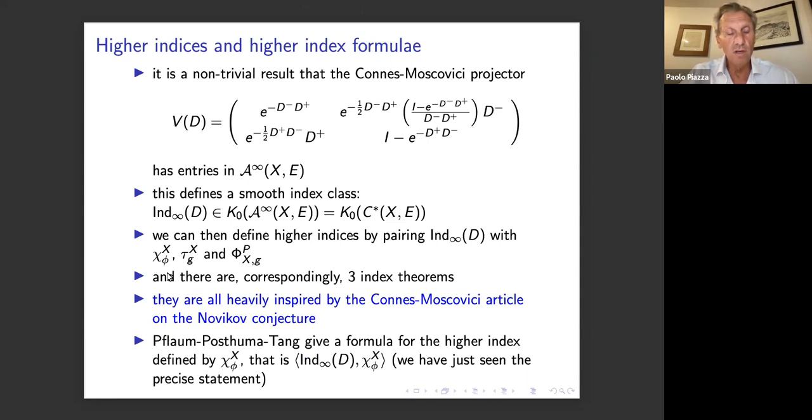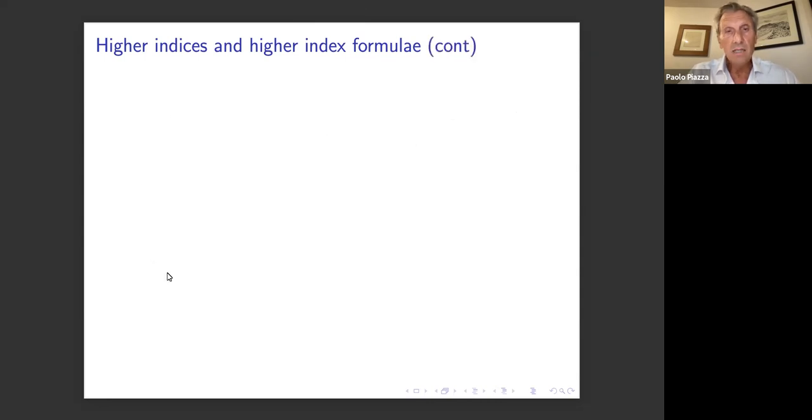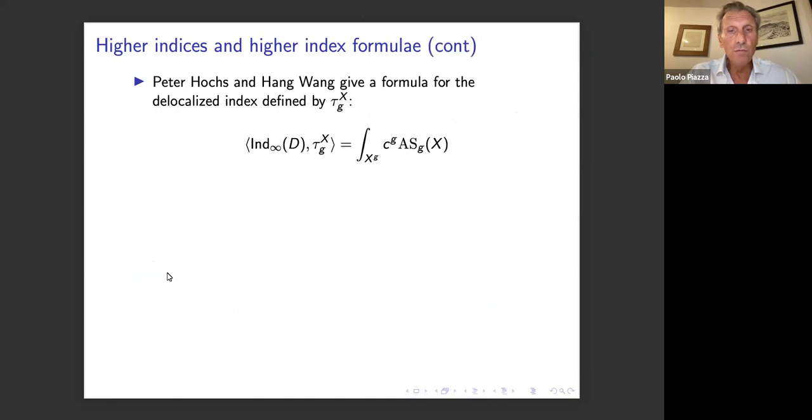So first of all, we have a theorem by Pflaum, Posthuma, and Tang, where they give a formula for the pairing of the index class with the cyclic cocycle defined by a group cocycle. So these are indices which are localized at the identity element. Then, I won't review the formula because you just saw it.